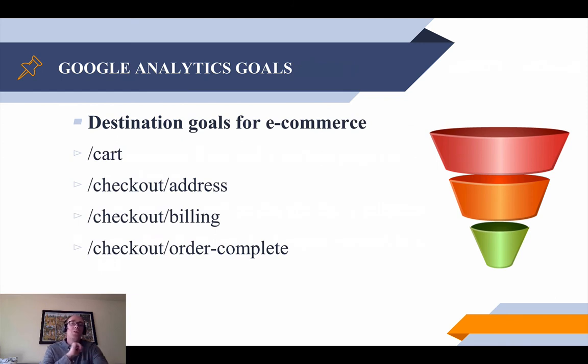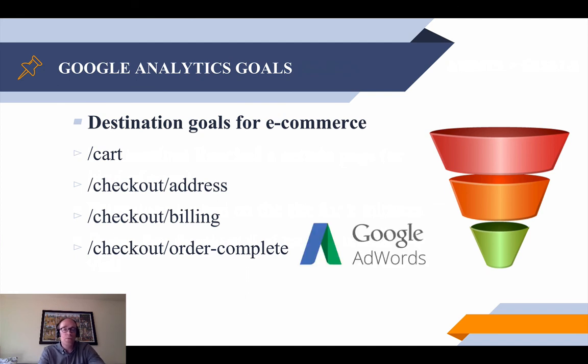So as an example, on the destination goals for an e-commerce company, you can actually set up your funnel, and you can say, first someone's going to need to go to the shopping cart, and then they're going to need to go to checkout, put in their address, and then the billing info, and then finally when they're done, order complete. So order complete is sort of the macro goal, and then the other ones would be micro goals, right, on the way to it.